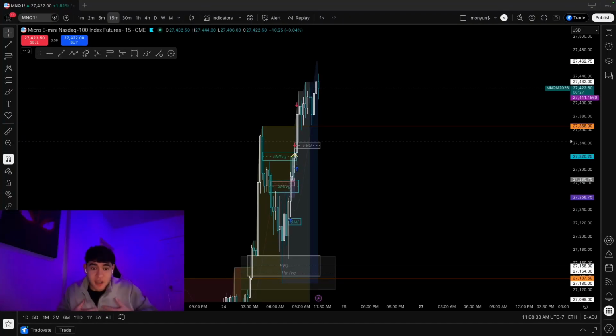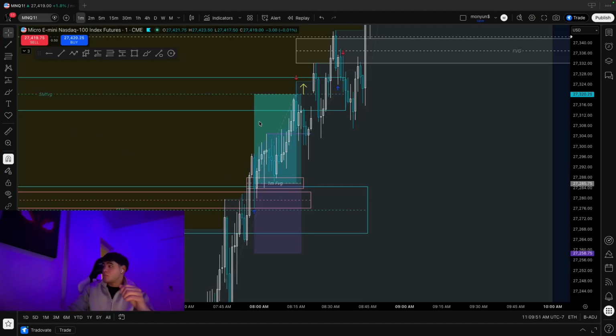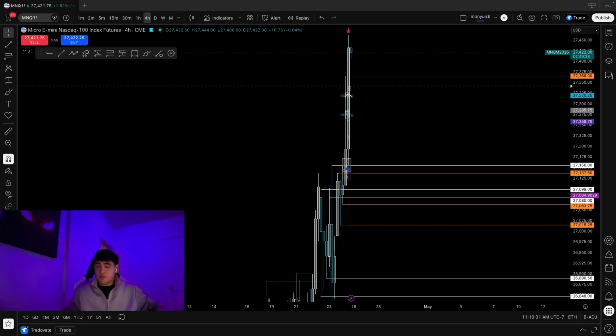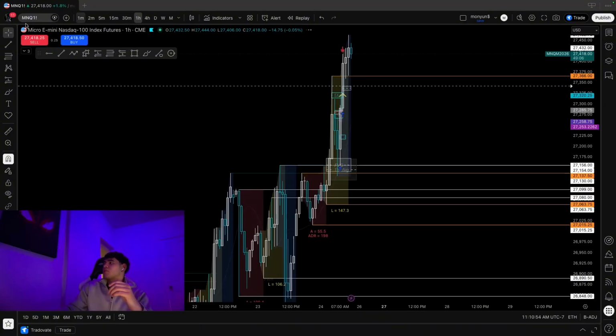Alright, y'all, this is how I personally use fair value gaps. This is the setup we took today. You can see it was off a break and retest on a 1 minute fair value gap. Before entering this trade, I did a few things. I went into my 4-hour time frame to see my bias for the day. Keep in mind, your bias can change if price reverses or if we have a break of structure to the opposing side. So we went into our 1-hour time frame.